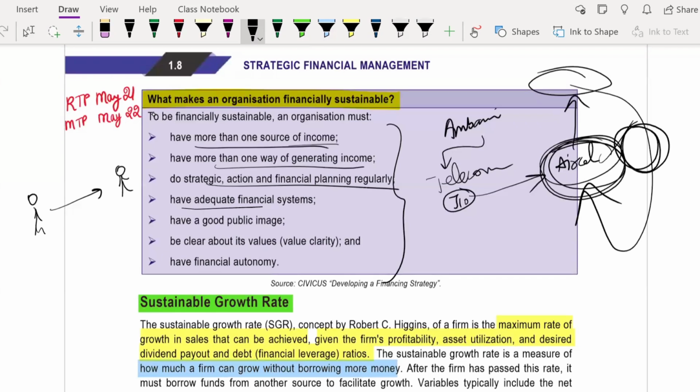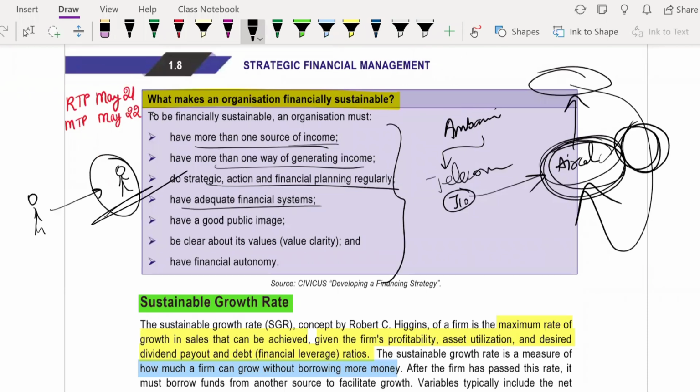Then he should have adequate financial systems, a system to check how his money is coming in, how he is spending, how much he is saving every month, and how much he is investing every month. So an adequate financial system should be there so that everything is in check. He should also have a very good public image, so that when you marry him, your public image also stands good.